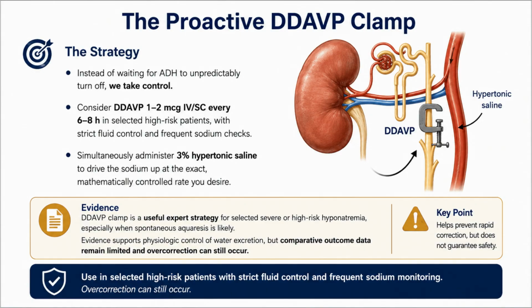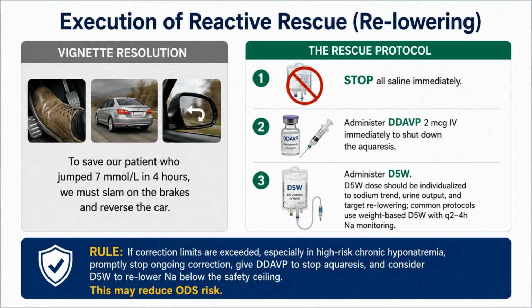If overcorrection has already happened, the strategy becomes rescue. In the case, sodium has already risen 7 millimoles per liter in 4 hours. For a high-risk chronic patient, that is too fast. Question: what is the rescue sequence? First, stop ongoing saline or other drivers of correction if clinically possible. Second, give desmopressin to shut down the aquaresis. A common dose is 2 micrograms intravenously, adjusted to local protocol and clinical context.